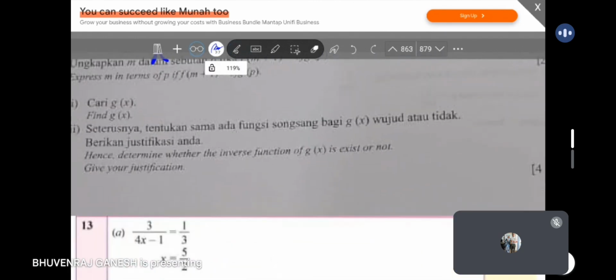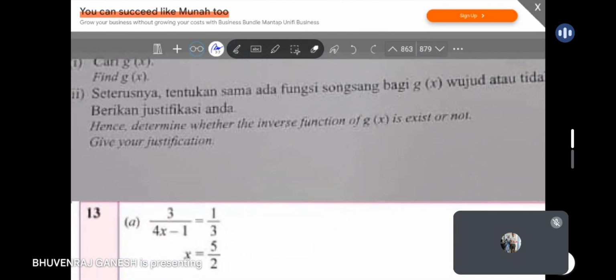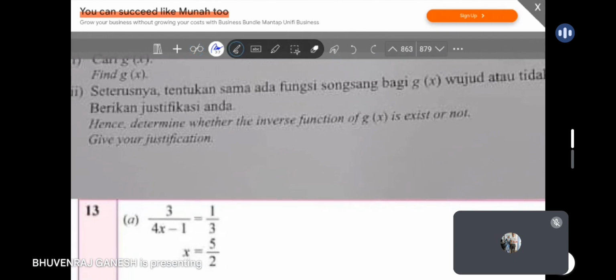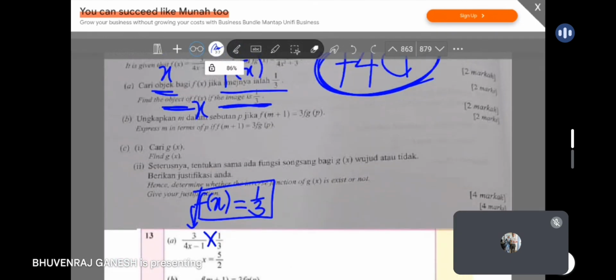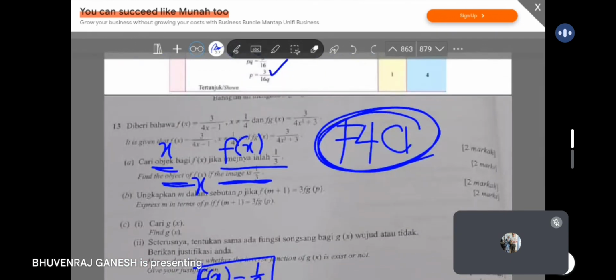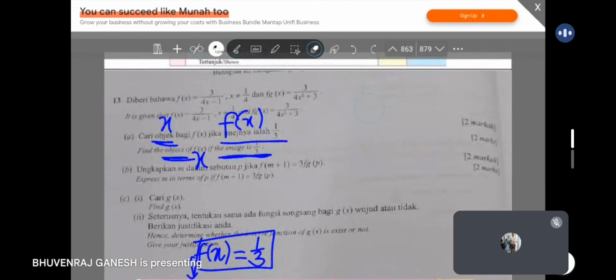So you just substitute inside the equation. You will get 3 over 4x minus 1. This is your fx, and they tell you fx equals 1 over 3. So equal to 1 over 3, cross multiply, get your x value. That is your answer. This one you have a total of 2 marks only. Very easy.